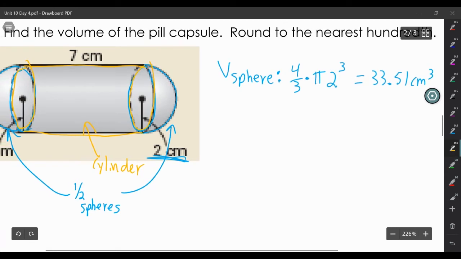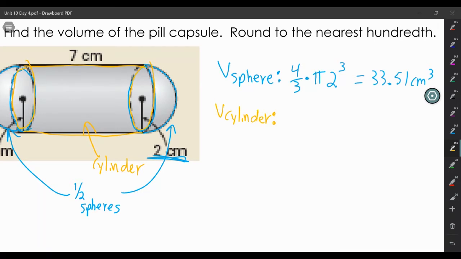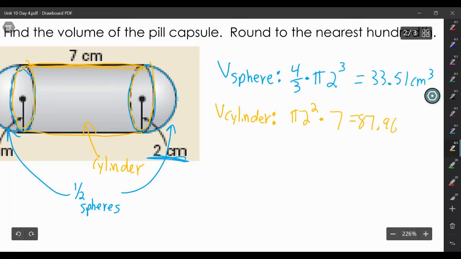Then we will worry about the cylinder here. And then we're going to do the formula pi r squared times h. The radius again is 2 times h. The height they're telling us is 7. So we type this into the calculator, and that gives us 87.96 cubic centimeters.